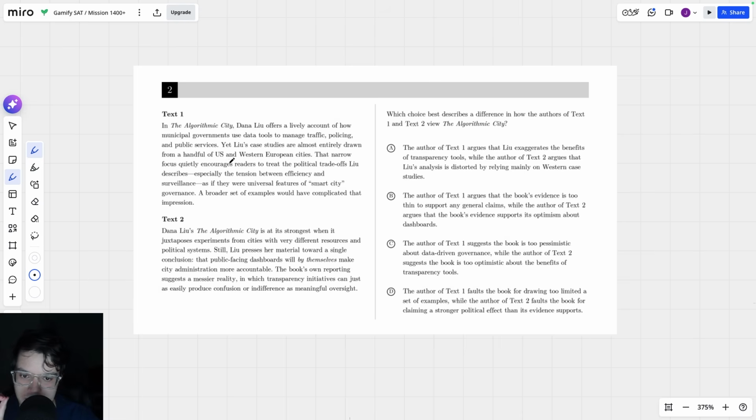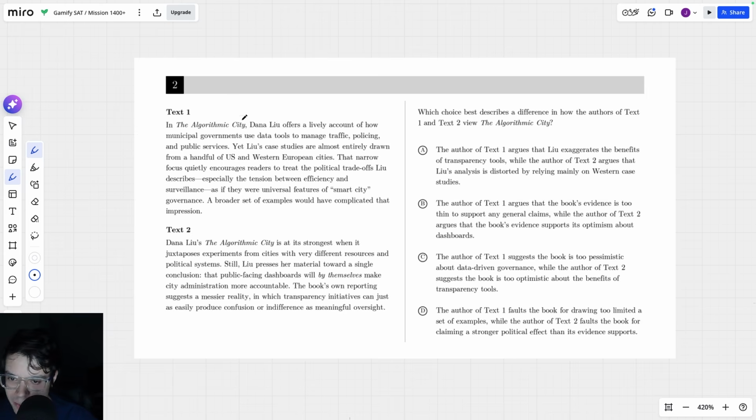One more real quick one here. Let me read this. In The Algorithmic City, Dana Liu offers a lively account of how municipal governments use data tools to manage traffic, policing, and public services. So this person is analyzing how the government uses this data to manage these different things.